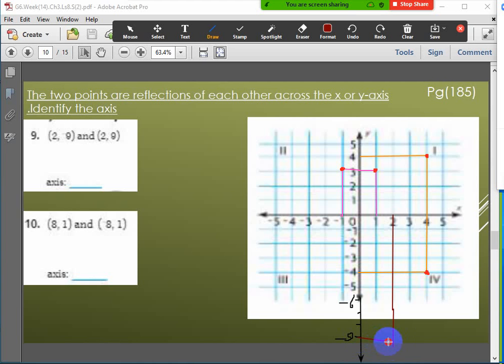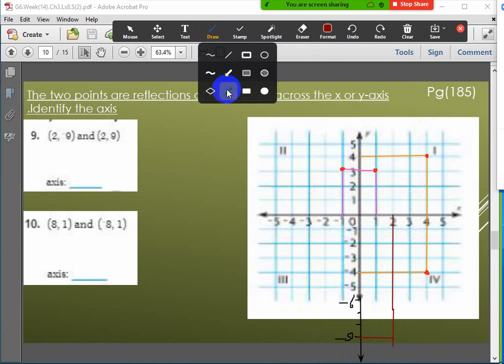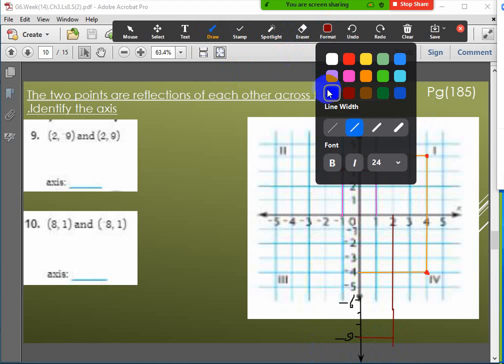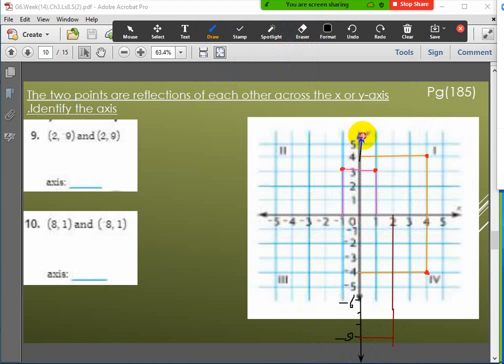Okay, this is the point here. About 2, 9. Of course, also the y is 9 up. It will be up like this, and I have to divide it until 9. This is 5, 6, 7, 8, and 9. This is 9.